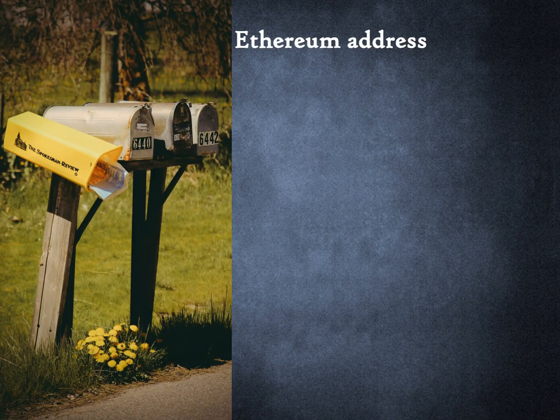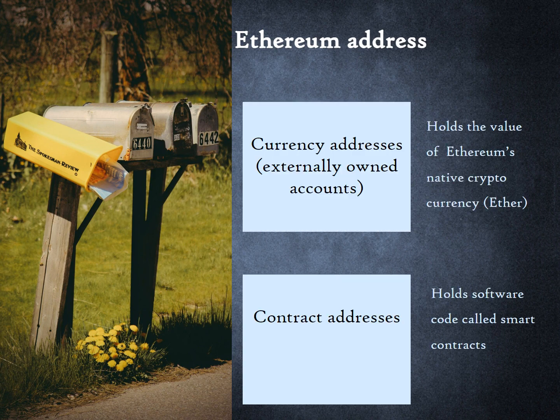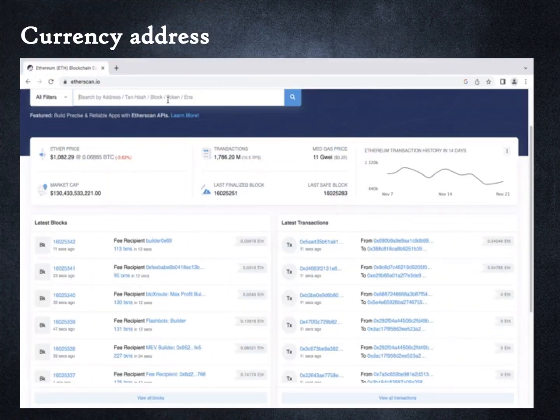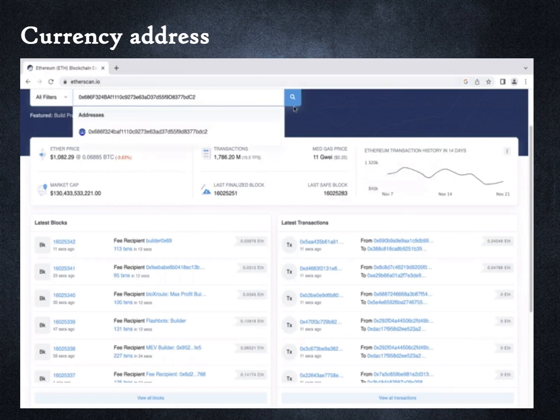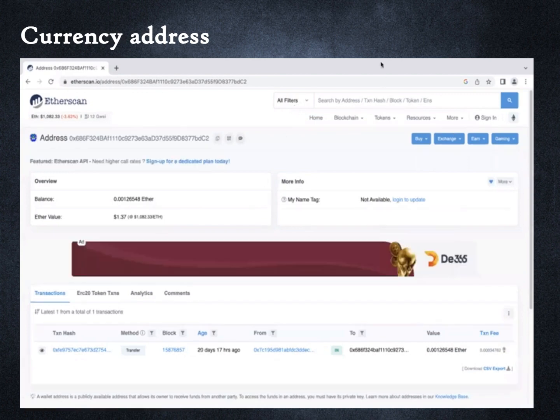So far, we have learnt that there are two types of addresses on Ethereum: currency addresses and contract addresses. We will now navigate to the etherscan block explorer to view what these addresses look like. First, I will navigate to the etherscan block explorer. I will then copy and paste my Ethereum currency address on the search bar. The address is pulled up. You can see one transaction that was received on this. This address is identical to a Bitcoin address.